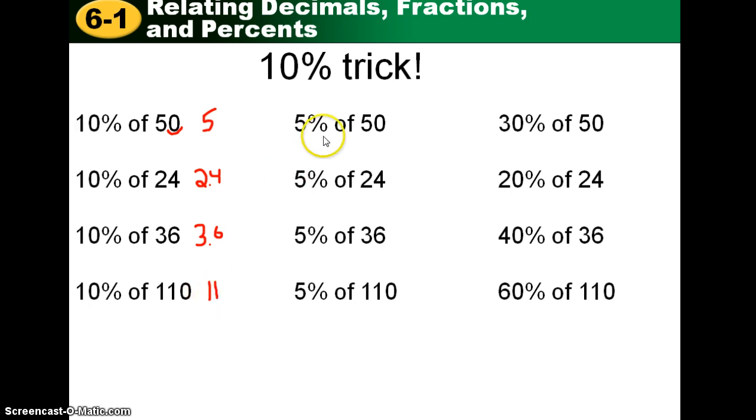Okay, so if I want to find 5%, well, 5% is half of 10%. So once I've found 10%, which is 5, 5% would be half of that, which is 2.5. 5% of 24 would be half of 2.4, which is 1.2. 5% of 36 would be half of 3.6, which is 1.8. And then half of 11 would be 5.5.